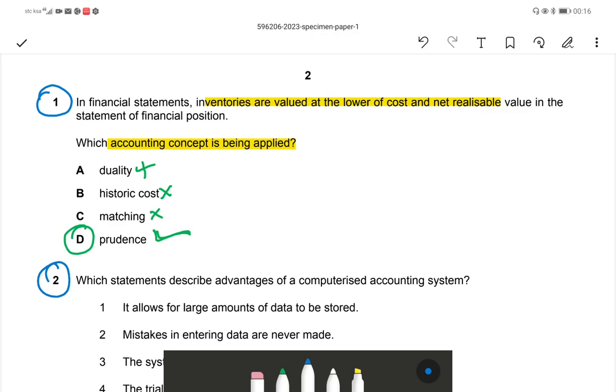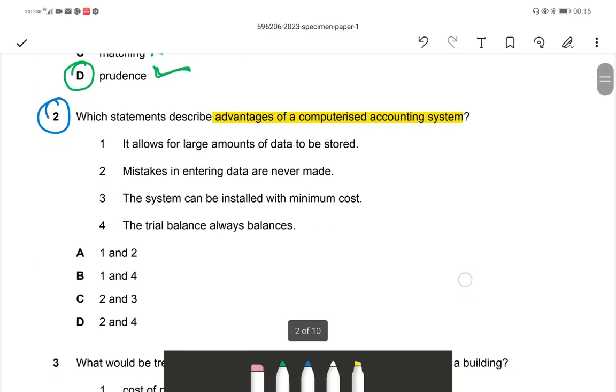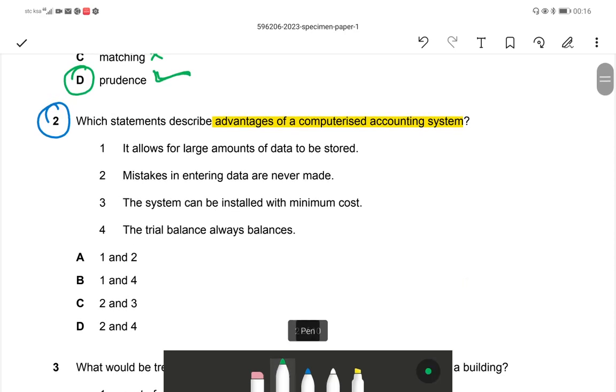Next, question number 2. Which statement describes advantages of a computerized accounting system? What are the advantages? It allows a large amount of data to be stored. Perfect. Mistakes in entering data are never made. We can't say there are never mistakes; if there are mistakes by the accountant, they will be there. The system can be installed at minimum cost. This we cannot consider as an advantage.